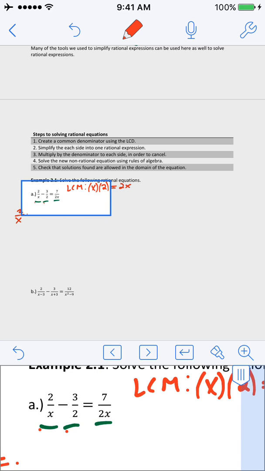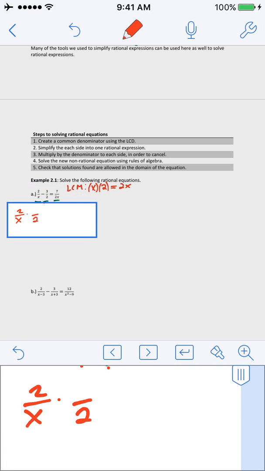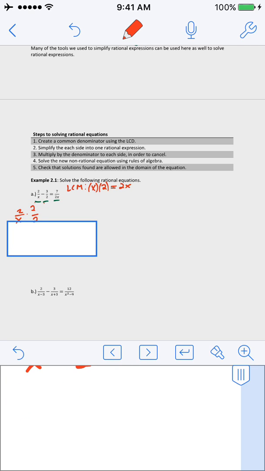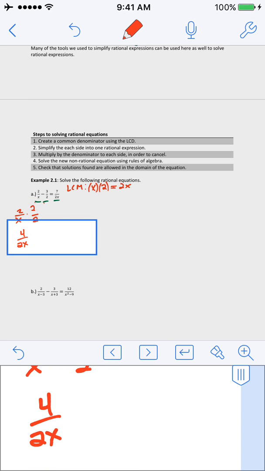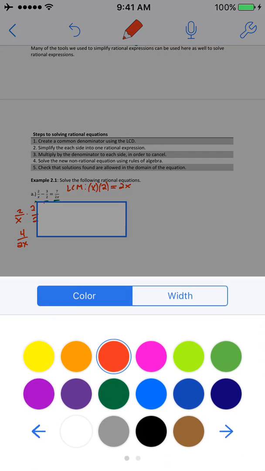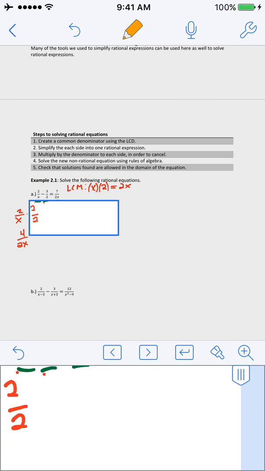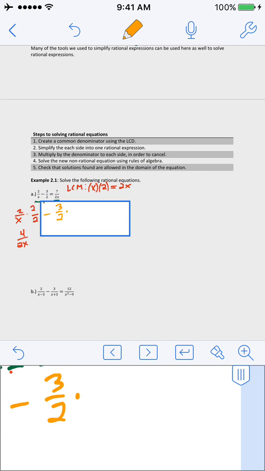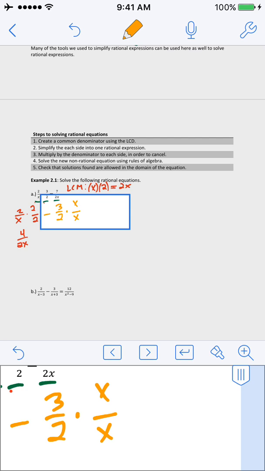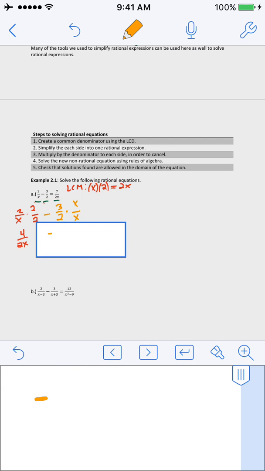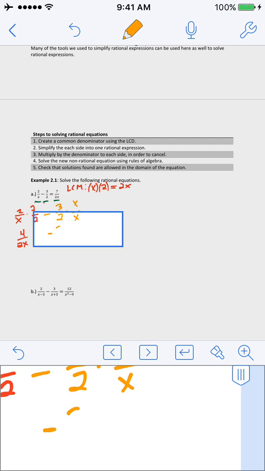So from the first term, 2 over x, what's missing is the 2 part. So I'll multiply 2 times 2, right? That gets me 4 over 2x. Sweet. Let's do the second part. I have the next term, a minus 3 halves. What part's missing from my LCM? Well, I have the 2 part. I'm missing the x part. In order to multiply by an x on the bottom, I've got to do it on the top. I end up with a minus 3x over 2x.